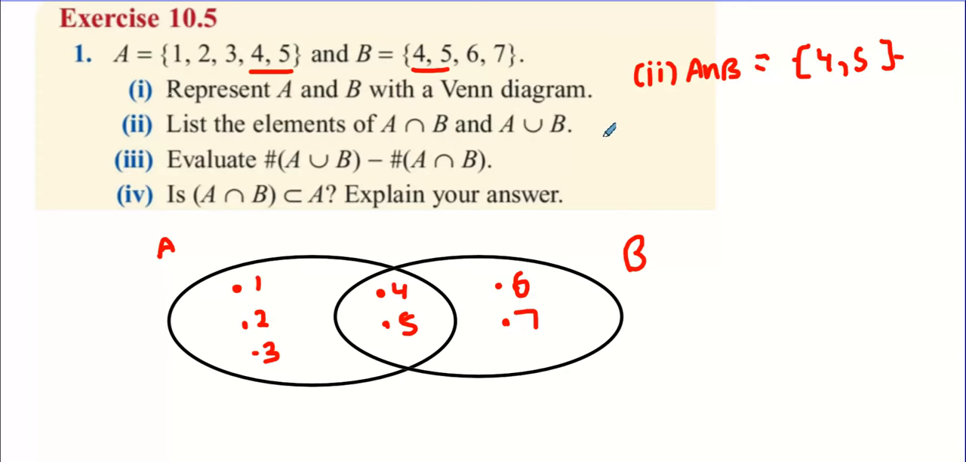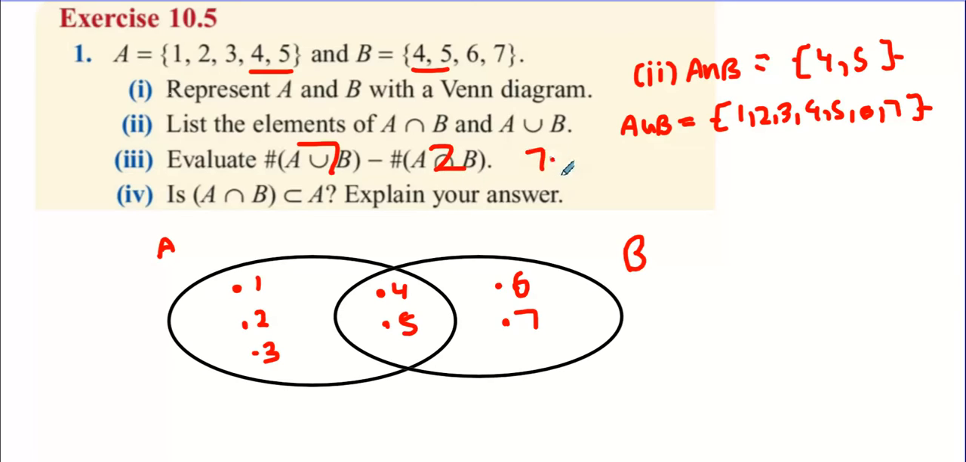And for part 2, we need A union B. As we discussed just a minute ago, A union B is everything in A or B. So it's going to be 1, 2, 3, 4, 5, 6 and 7. Evaluate the cardinal number of A union B. Well, the cardinal number of A union B is all the numbers in A or B. So it's 1, 2, 3, 4, 5, 6, 7. That's 7. Take away the cardinal number of A intersection B. How many numbers are in A intersection B? That's 2. This question means 7 minus 2, which is 5.